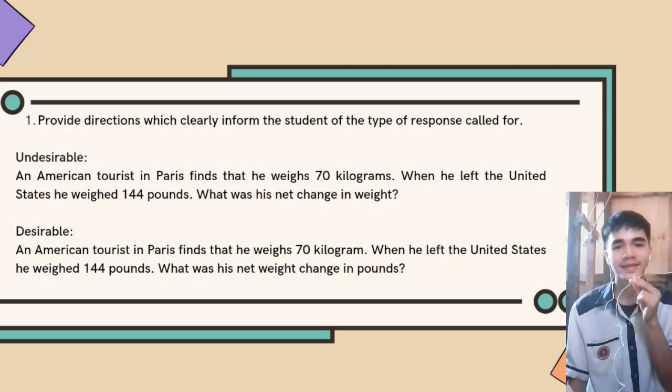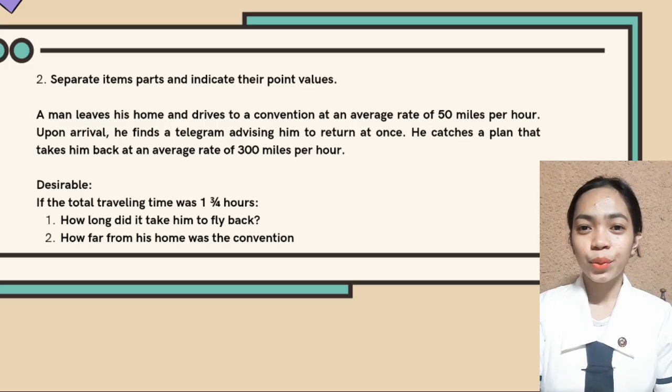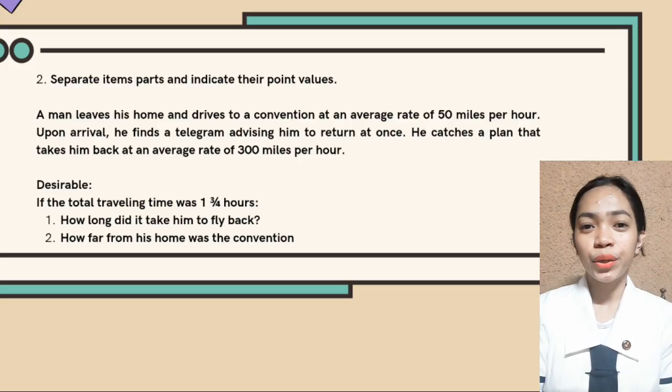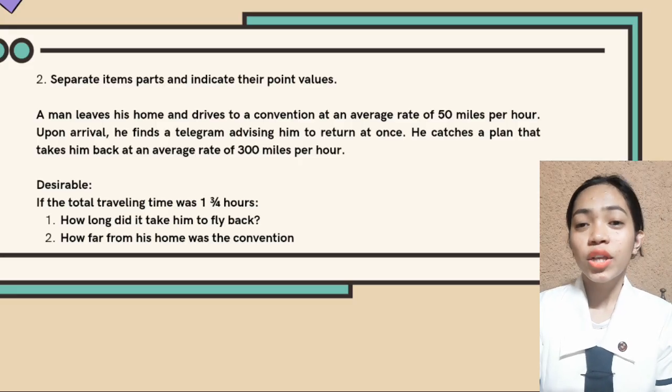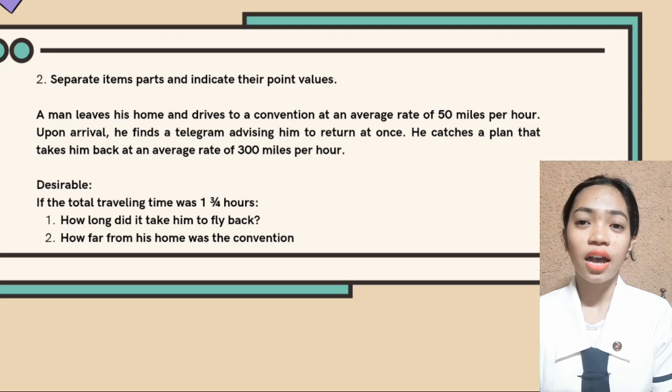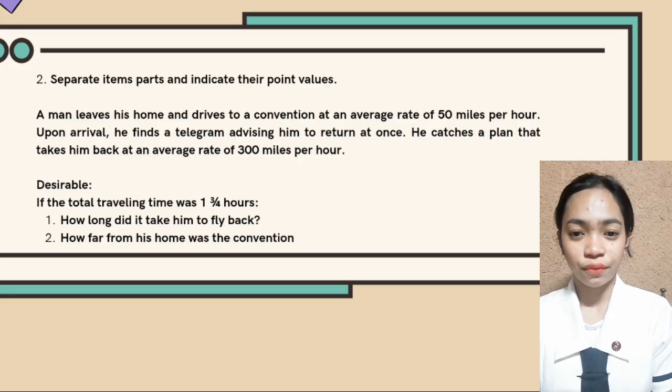leaving out important details. Second is separate items part and indicate point values. So what does separate items part and indicate point values mean? In an assessment or test, especially in math or science problems, a question can be broken into multiple smaller parts. Each part may test a different skill or concept, and each part is assigned a certain number of points based on how difficult or important it is. This may make grading fairer and more specific.